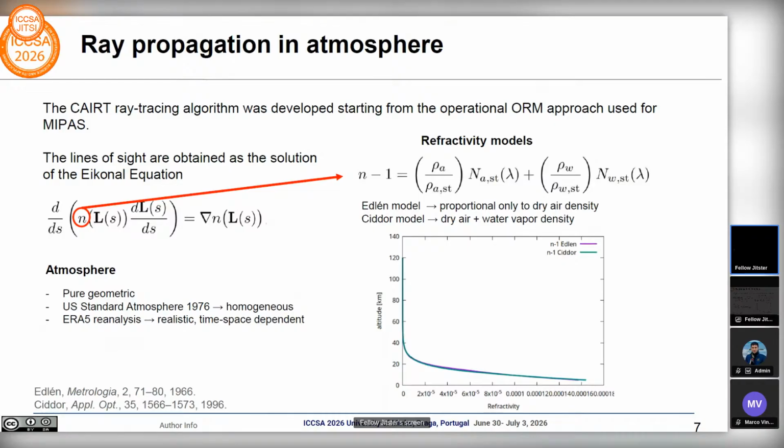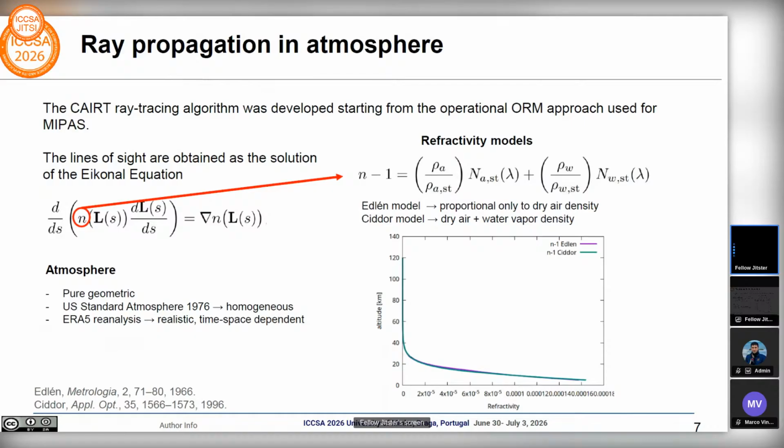I want to show more details about the refractive index. Essentially, the refractive index is proportional to the air density, and when we see its variability in the atmosphere, as we can see in the diagram, the refractive index is about 1 in the upper atmosphere, but below 40 kilometers, it starts to change in a non-negligible way. So we want to put more attention on this part of the atmosphere.